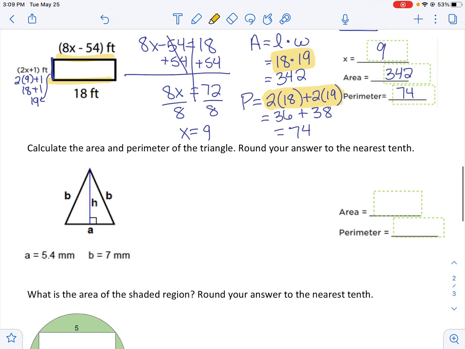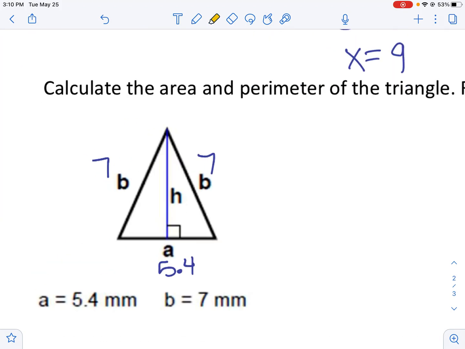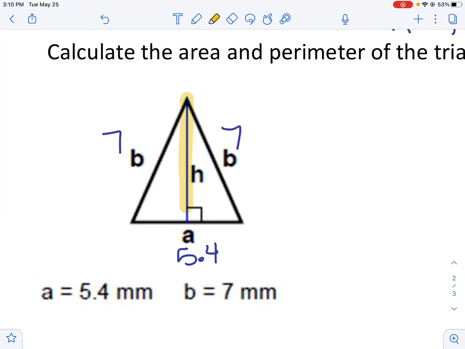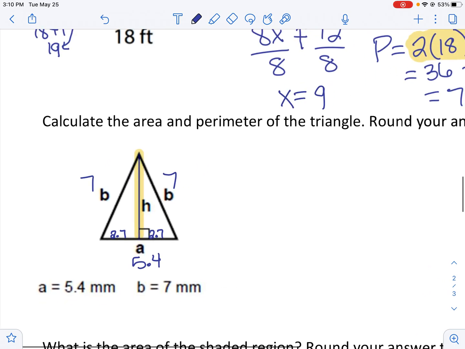Okay, next one, calculate the area and perimeter of the triangle. Round your answer to the nearest tenth. So this time we know A, which is our base, is 5.4. We know our B is 7, and this B is 7. So before we can do anything, we need to find this height. Well, if both of the B's are the same, that means this half of it, we need to know what half of 5.4 is. So half of 5.4 is 2.7. So this piece right here is 2.7. This piece right here is 2.7. Okay, I just took that and divided it in half.